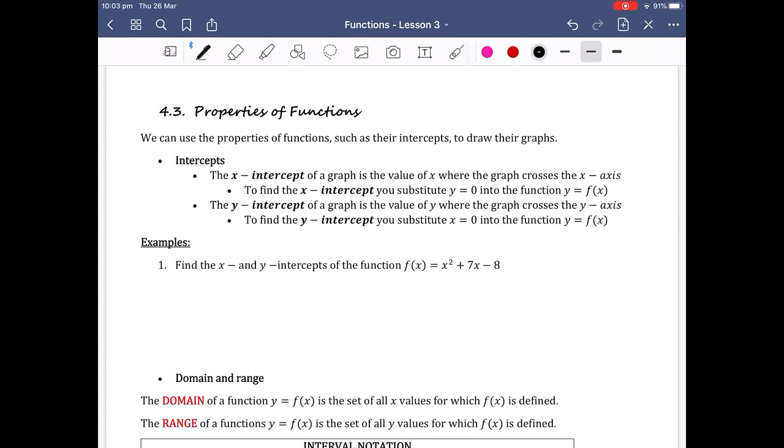Today we're continuing on with the topic of functions and we're doing properties of functions, which is our third exercise. So we can use the properties of functions, such as their intercepts, to draw their graphs. We have two types of intercepts.